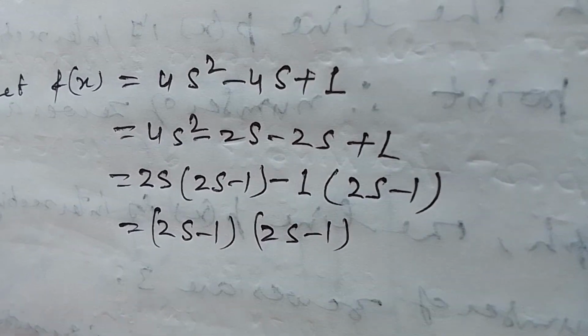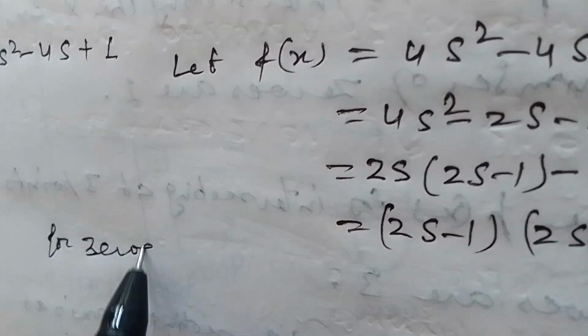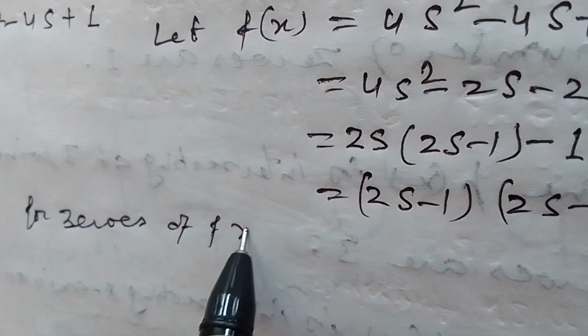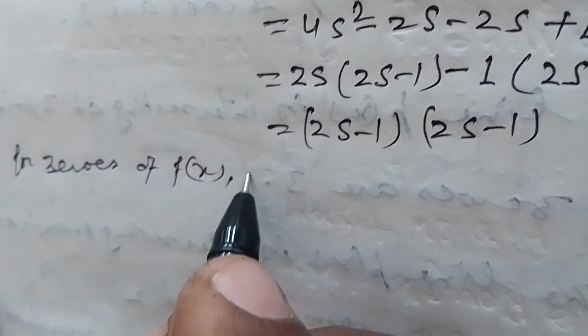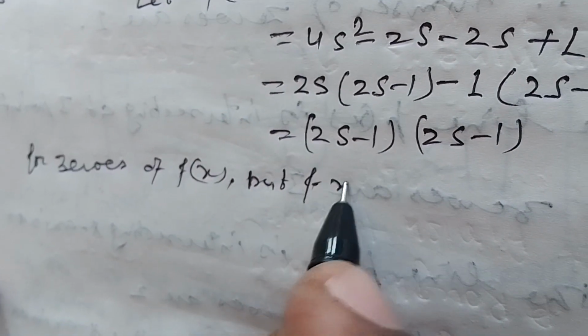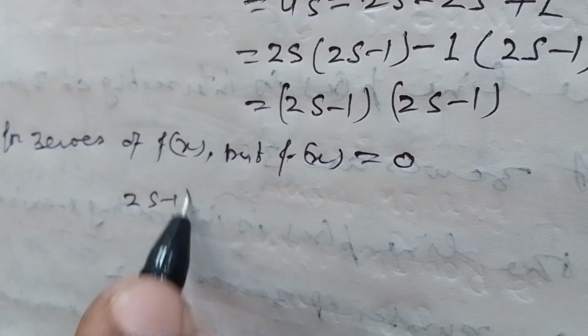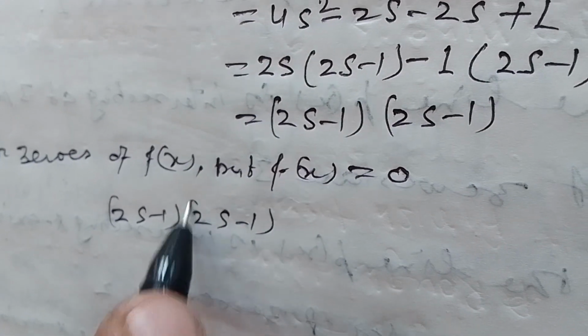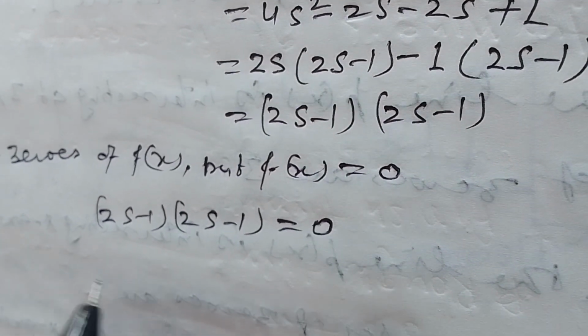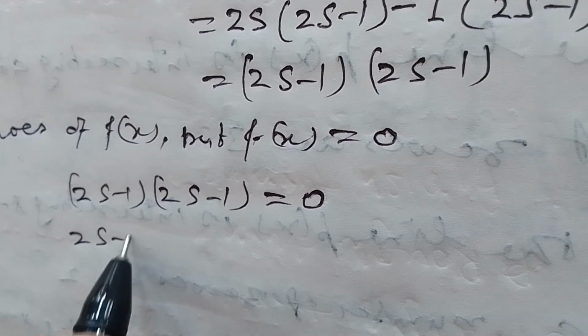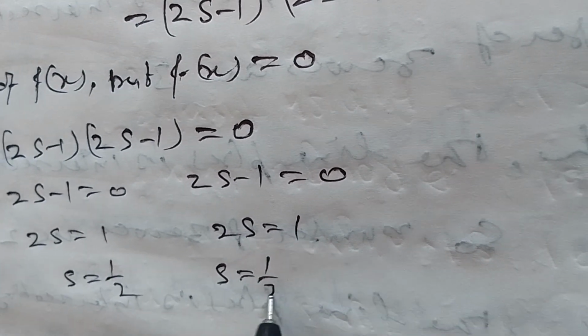Now for zeros of function f(x), put f(x) equal to 0. So (2x minus 1)(2x minus 1), which we have calculated, equals 0. Now it becomes 2x minus 1 equals 0 and 2x minus 1 equals 0. So 2x is equal to 1, or 2x is equal to 1. So x comes out to be half. Here x also comes out to be half.